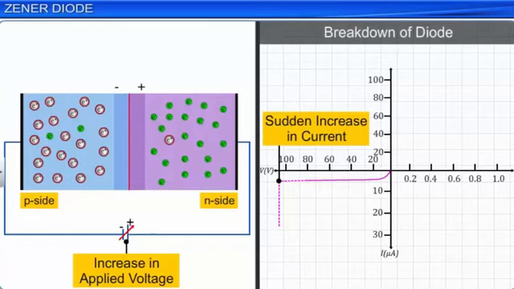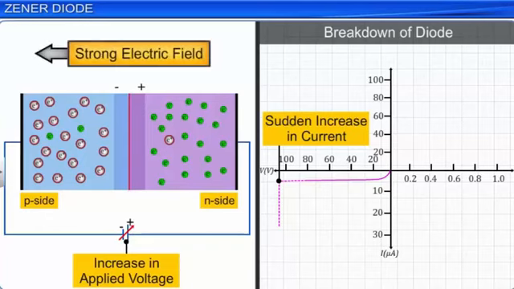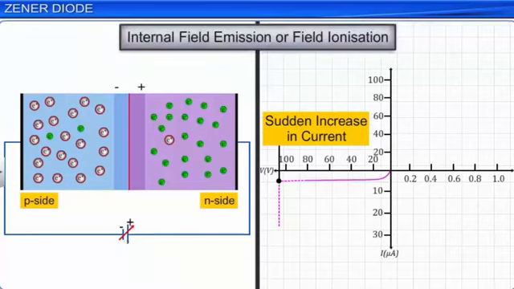Diode breakdown occurs because a high applied voltage creates a strong electric field that results in the breakage of covalent bonds in the p region. The electrons released by this breakage of bonds have enough energy to enter the n region, resulting in a large increase in current through the diode. The emission of these electrons from the host atoms due to the high applied voltage is called the internal field emission or field ionization.